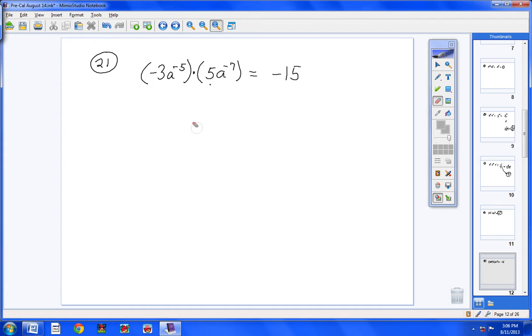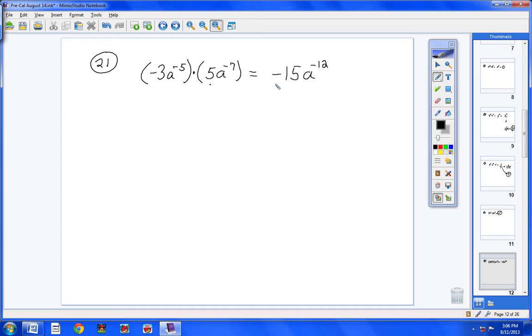All right, so hopefully everybody sees where the negative 15 came from. Now let's take a look at your a's. You have a to the negative fifth times a to the negative 7. Well, that would be a to the negative 12, because whenever you're multiplying like bases, you add the exponents. Now again, you might not have thought of that, but do you see it okay? Hopefully you do. If not, you got to go back and practice these until you get this.